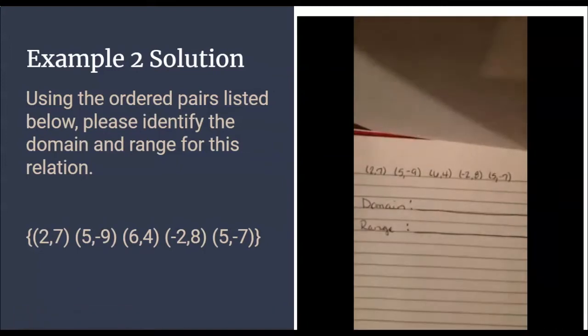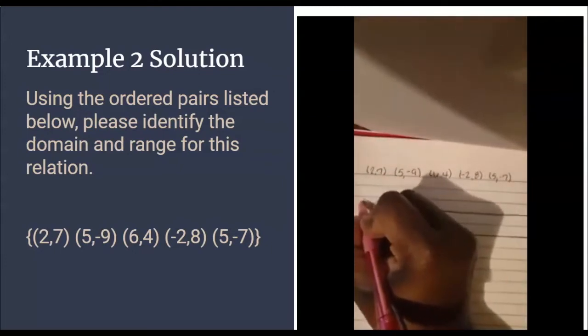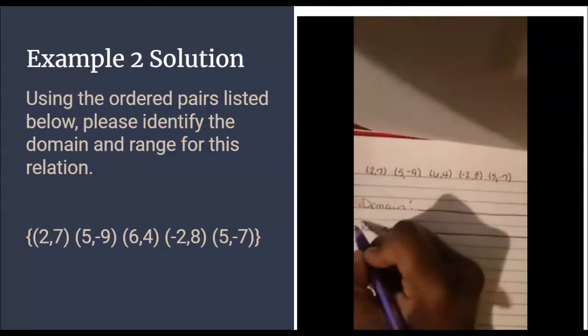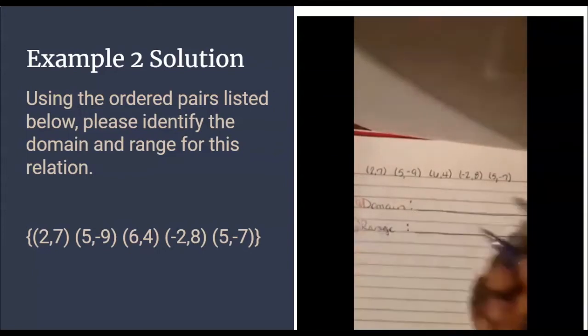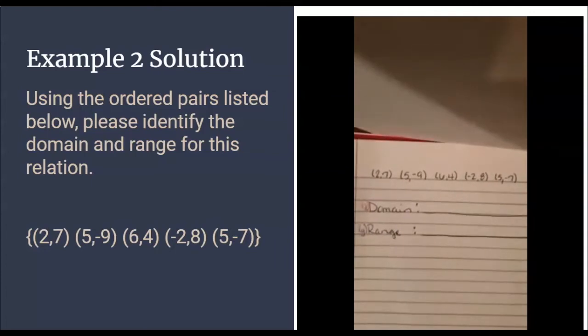For example number 2, we were asked to find the domain and range for these ordered pairs. Remember, our domain is considered our x coordinates, and I'm going to denote that using my pink pen. And my range is denoted as my y coordinates, and I'm going to identify those using purple. So when trying to find the values for the domain and the range, we use our ordered pairs to do so.